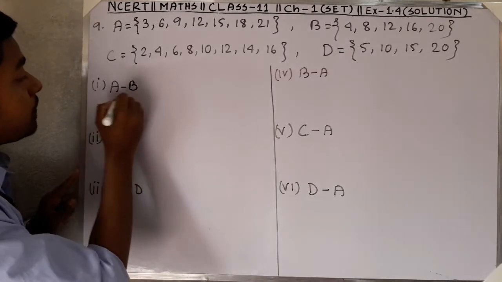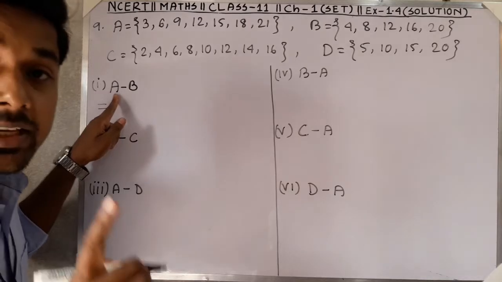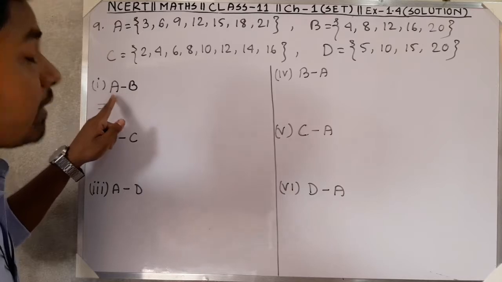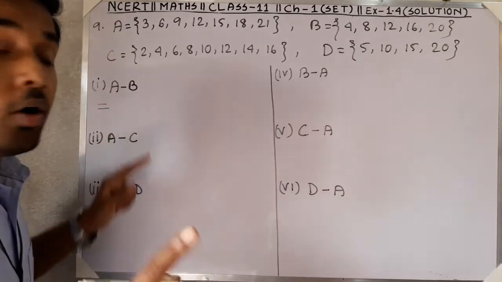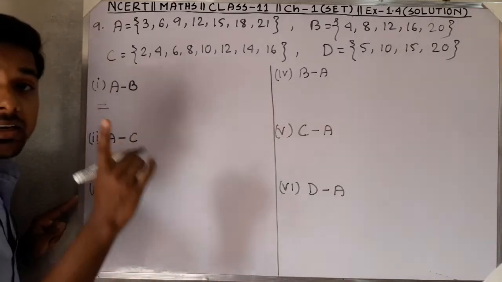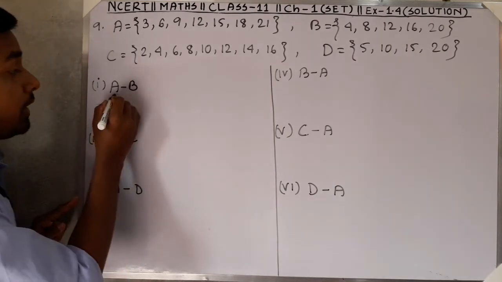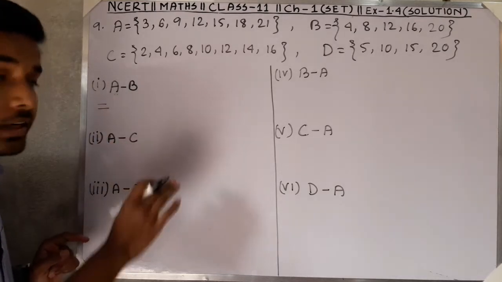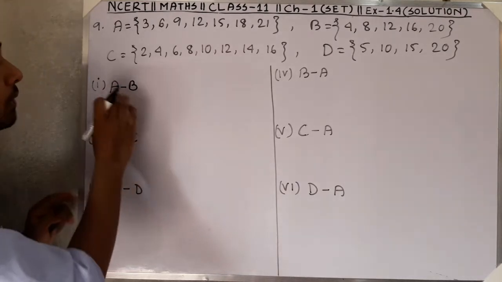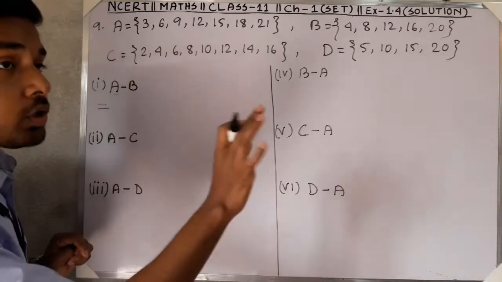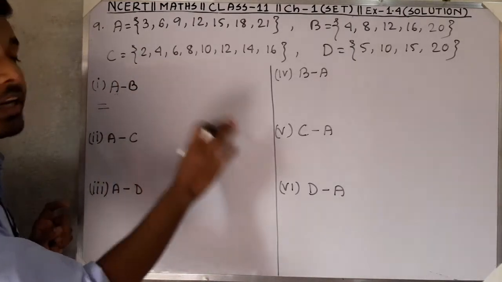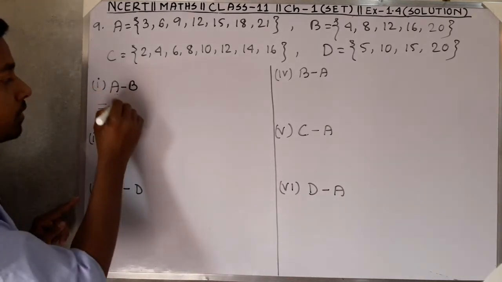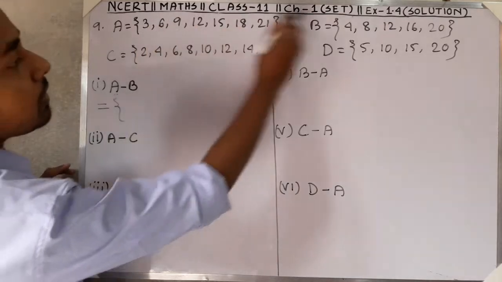So A minus B, that means what? A minus B will be a set. It contains all the elements of A except the common elements of A and B only. Clear? What will A minus B be? It will be all the elements of A, leaving out the common elements of A and B. Clear? So A minus B, A is this one and B is this one.